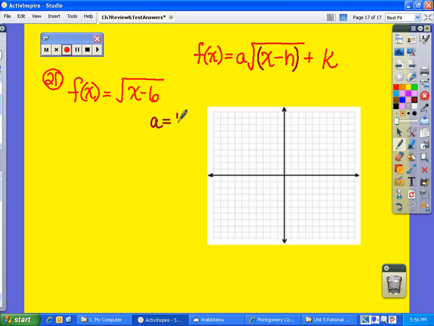Comparing, our a is equal to 1, our h is equal to 6, and our k is equal to 0. We'll use those values to help set up our data table. Remembering that this is a square root function, so that it really looks like half a function because we can't take the square root of any negative values. Our first value is going to be 6, 0. Anything less than 6 is going to cause a negative under the radical and an error in our calculator.